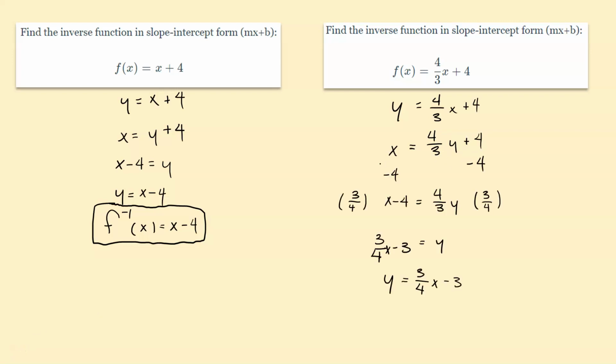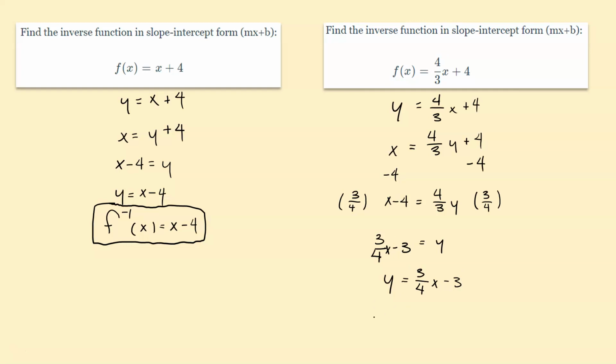So first thing, subtract 4 on both sides. You get x minus 4 equals 4/3 y. And then multiply both sides by 3/4 to get rid of this 4/3 on this side to get y by itself. Remember, we want to get y by itself, so we got to get rid of this 4/3. So multiply by 3/4. So that becomes just y on the right side. On the left side, 3/4 times x is 3/4 x. 3/4 times -4 is -3. So you get y equals 3/4 x minus 3.